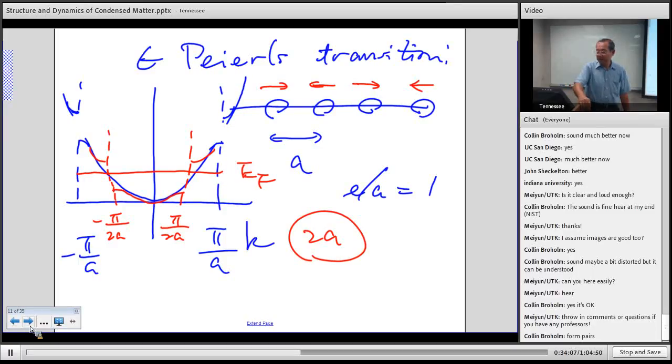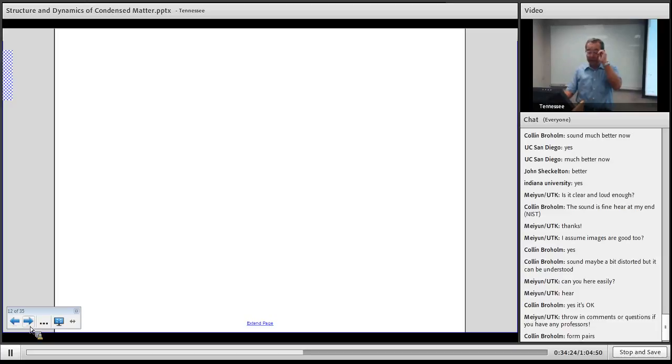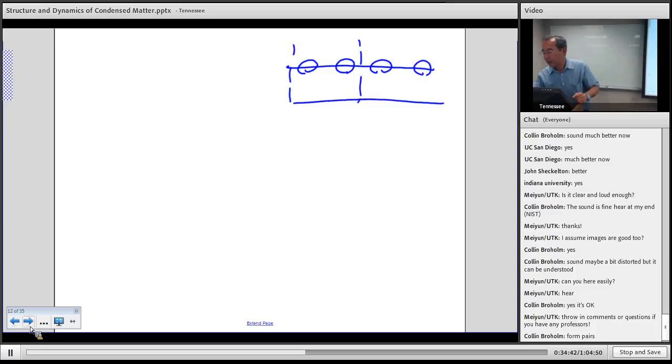So, the question is what happens then for the diffraction intensity? Okay. So let's start with the case of a unit cell of 2a. Okay, the unit cell is 2a, but you have two atoms in it.